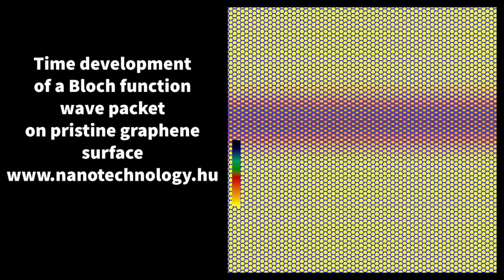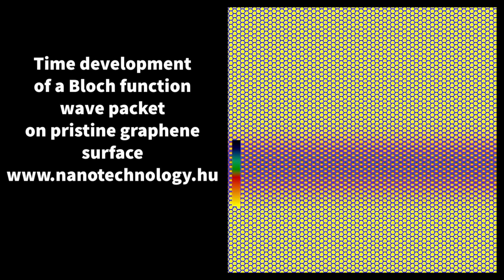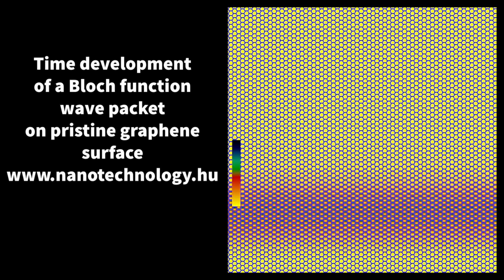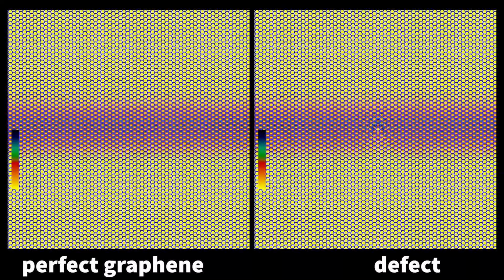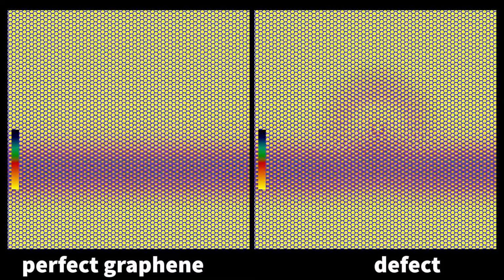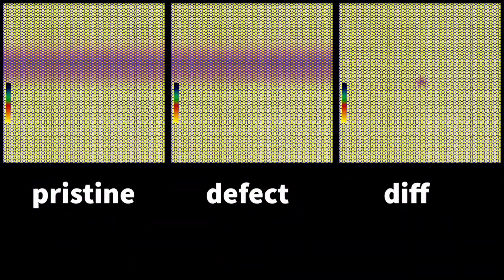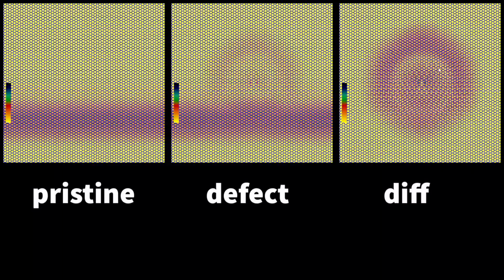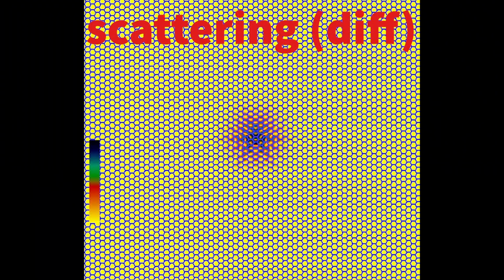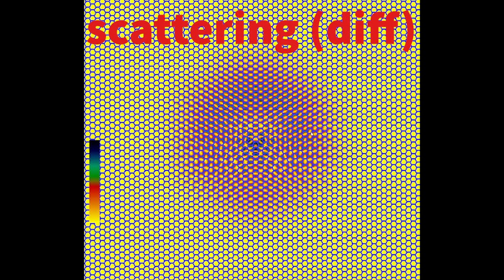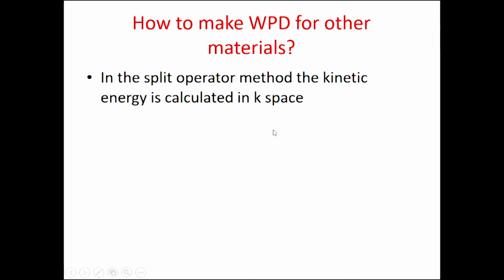This is the time development of a Bloch function on a pristine graphene surface, and this shows together on the left the perfect graphene and the defect, and on the right, the difference of the 2. It shows a hexagonal scattering. This is the scattering itself. It shows the hexagonal scattering, and this is a zoom in. We can see. The next question is, how can we make wave packet dynamics for other materials?